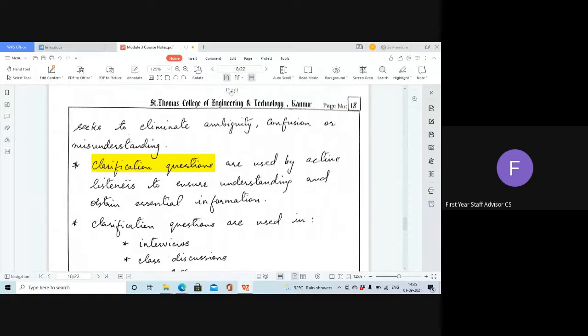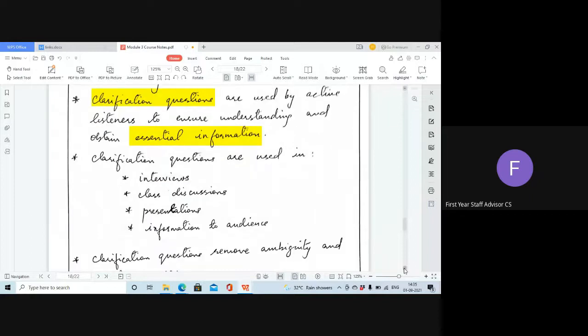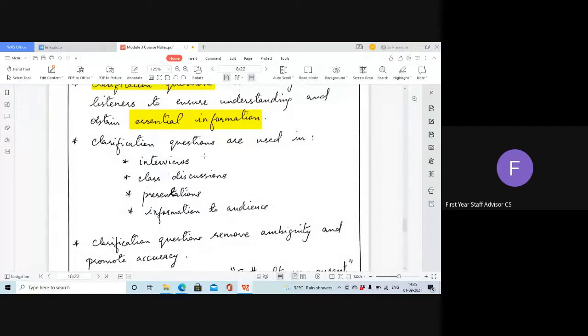That is, to get more information or important information, they will be asking questions, and such questions are called clarification questions. Where do we usually find these clarification questions? We ask them in interviews to get more information about what they are trying to ask, then in class discussions, then in presentations and information to an audience, etc. Wherever there is a presentation or a discussion, there will be clarification questions also.